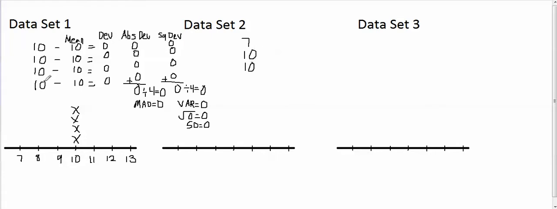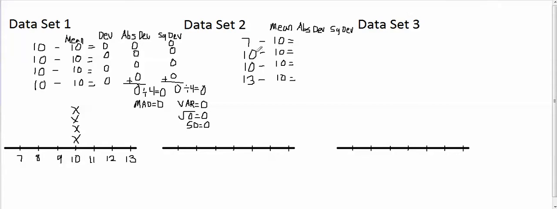I take my last 10, add 3, it goes up to 13. This just increases the spread a little bit. Now I want you to find these 3 values with this data set.